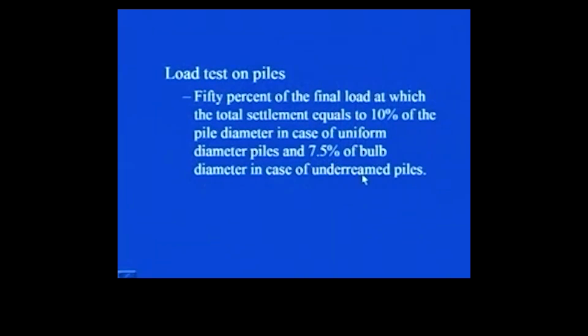So, the first case was 2/3 of the final load. The second condition is 50% of the final load at which the total settlement equals the value of 10% of the pile diameter. So, if the pile diameter is 1 meter, then whenever you achieve 0.1 meter settlement, 50% of the load corresponding to that you should take as the allowable one. And in case of underream pile, where you provide bulbs, this is 7.5% of bulb diameter.